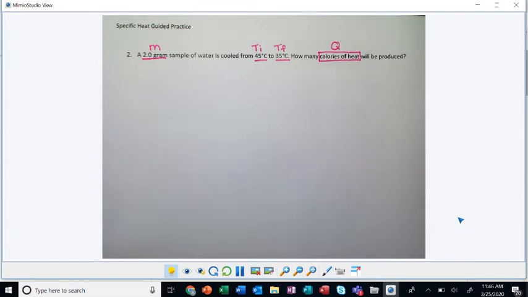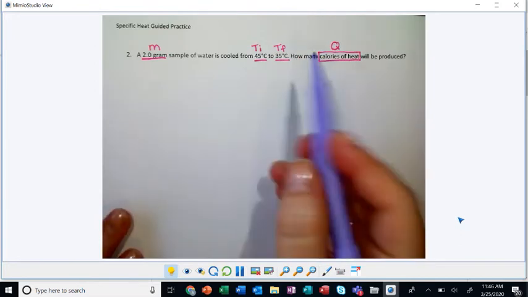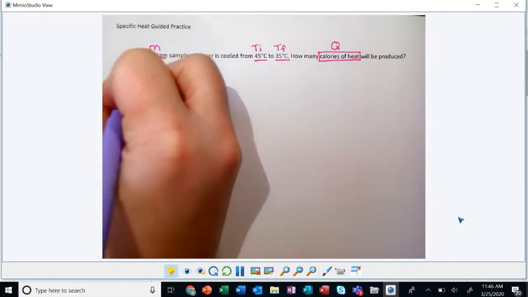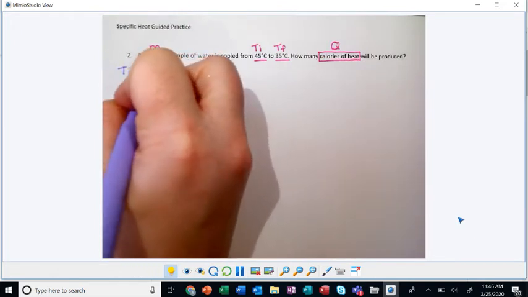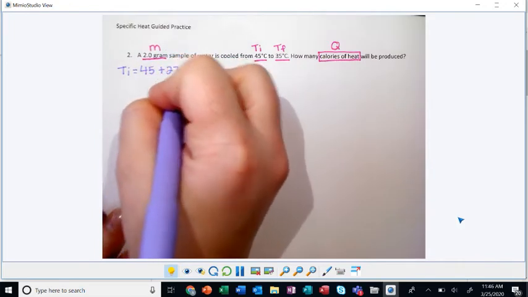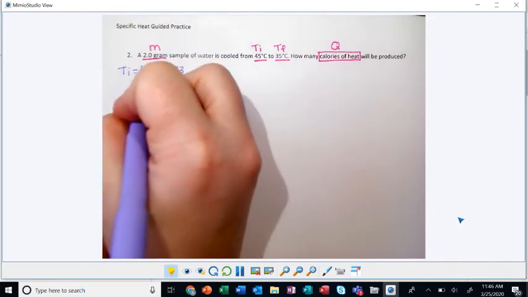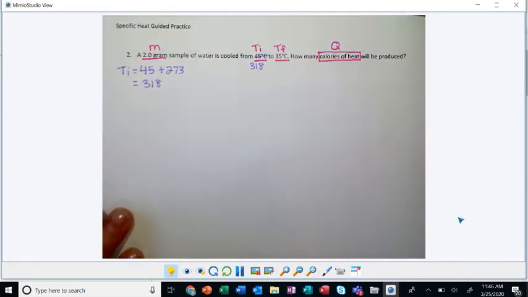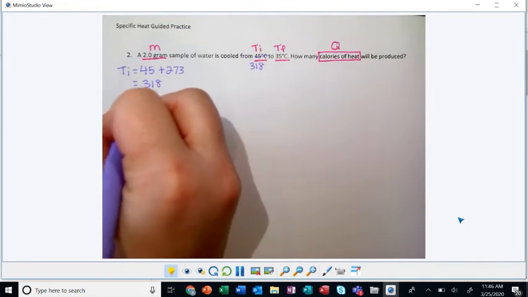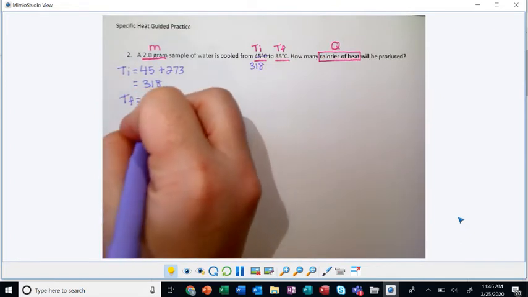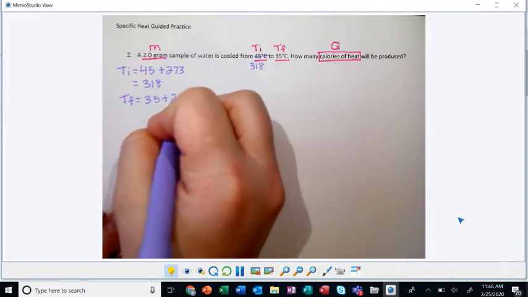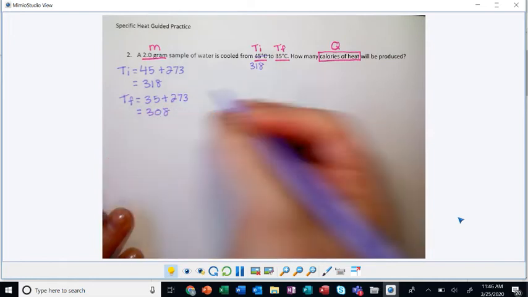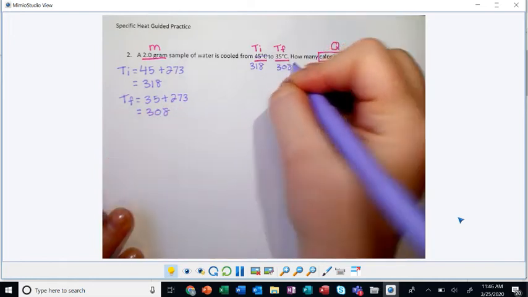Okay, so let's go ahead. Again, we cannot leave temperature in Celsius. We want to change it to Kelvin by adding 273 to it. So our Ti is going to be 45 plus 273. So the initial temperature is going to be 318. Cross that out. 318 is what I want. Then our Tf is going to be equal to 35 plus 273. And this is going to equal 308. All right.